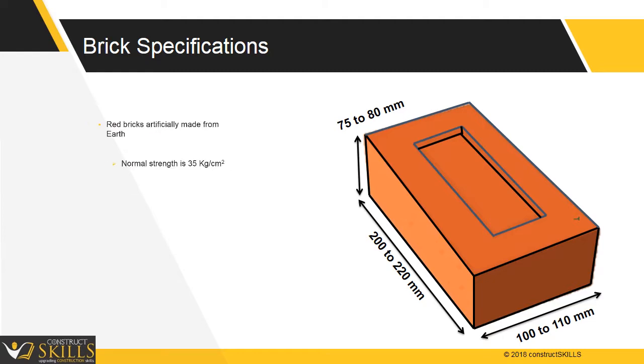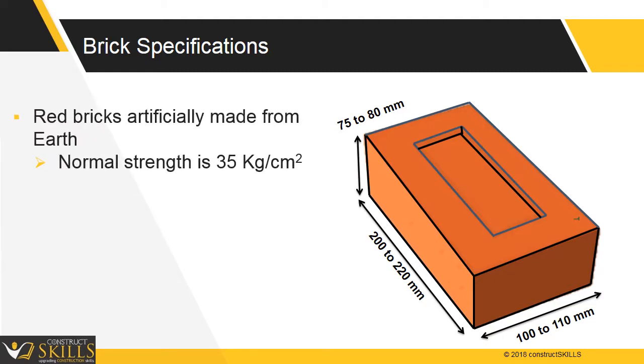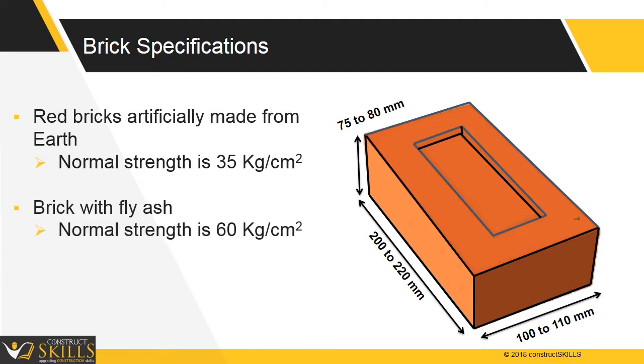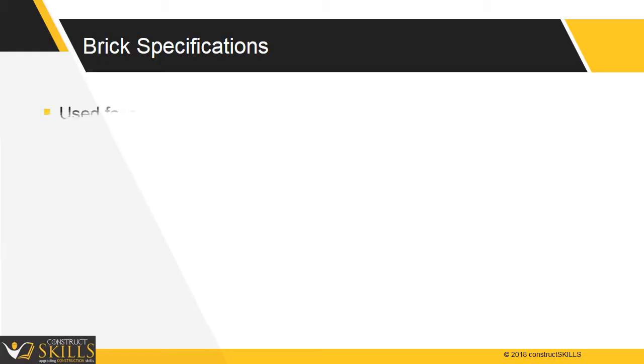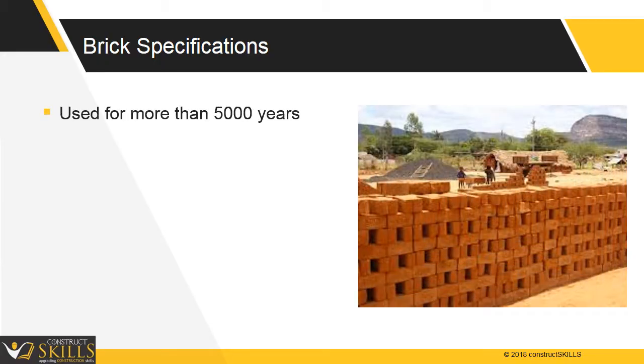Red bricks are artificially made from earth and its normal strength is 35 kg per centimeter square. Brick with fly ash has normal strength of 60 kg per centimeter square. Standard size of brick is 200 by 100 by 75 mm to 220 by 110 by 80 mm. Bricks have been used for more than 5,000 years.